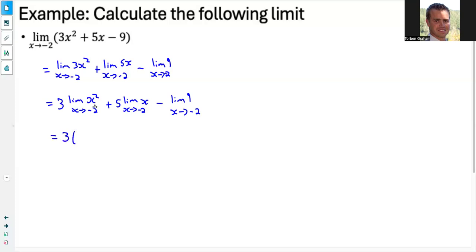Okay, so that gives us 3 times our limit of x squared as we approach -2 would just be -2 squared, so 4. Then we have 5 times our limit of x as x approaches -2, so that's just going to be -2. Minus our limit of 9 as x approaches -2. This doesn't have a variable in it, so it's not going to change at all. So -9. So that gives us 12 minus 10 minus 9, which tells us our limit is equal to -7.